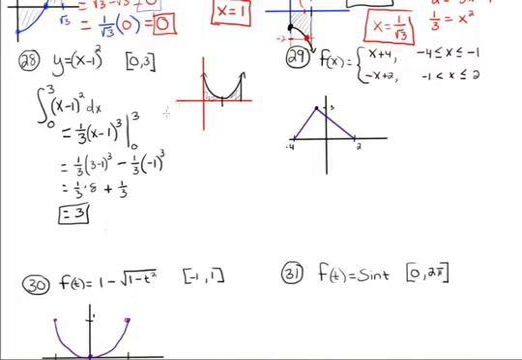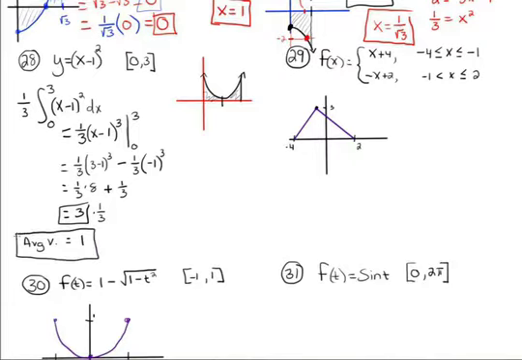But I don't want the net area, I want the average height, excuse me. So I take my area, and then I divide it by the width, which in this case is going to be 3. So I multiply by 1/3. And now I get an average value of 1.